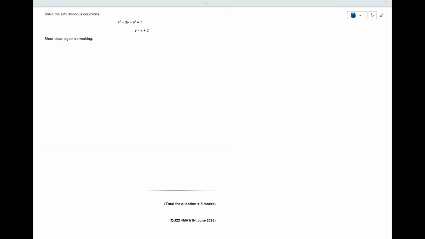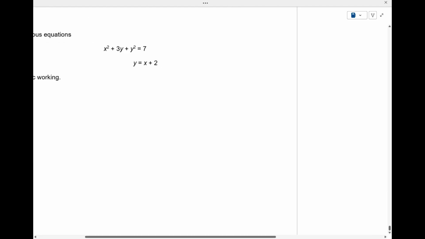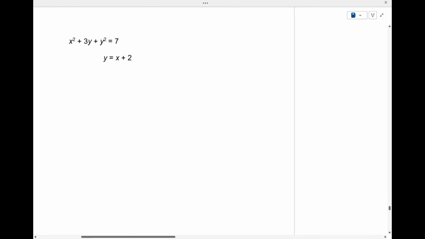Right, here we go. This was a question 22, so we're in grade 8, grade 9 territory. Let's have a look. We've got to solve these simultaneous equations. Now kindly, they've already given us an expression for one of the variables. They've already told us that y is x plus 2, so I'm going to substitute that straight into the top equation, just being careful not to mess up my algebra.